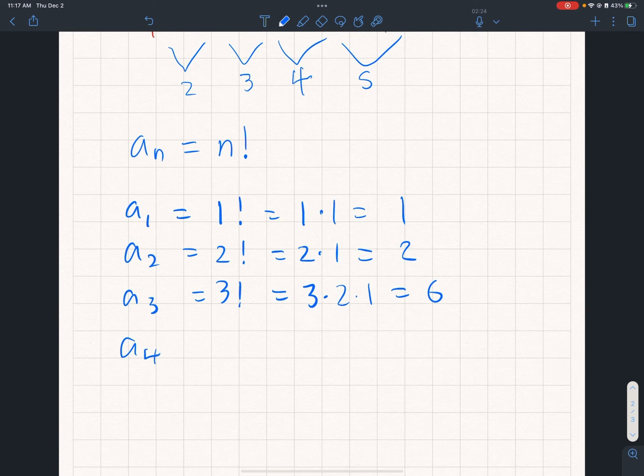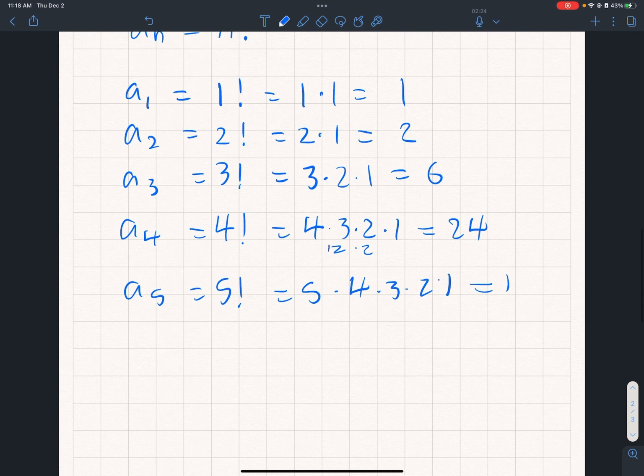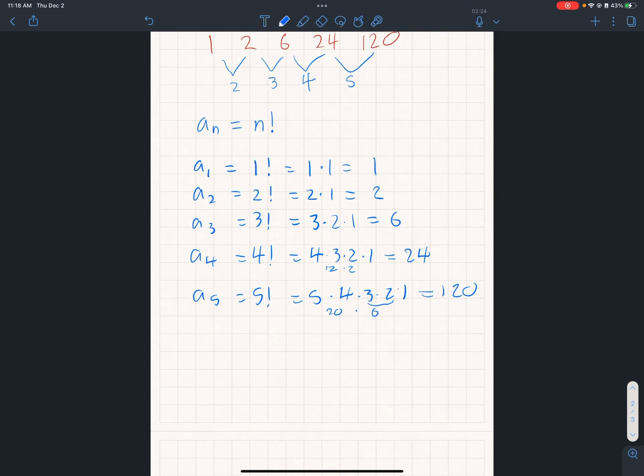A sub 4 is 4 factorial, which is 4 times 3 times 2 times 1, which is 4 times 3 is 12, times 2 is 24. A sub 5, a little longer, is 5 factorial, which is 5 times 4 times 3 times 2 times 1, which is 5 times 4 is 20, times 3 times 2 is 6, 20 times 6 is 120. So definitely the factorial sequence.